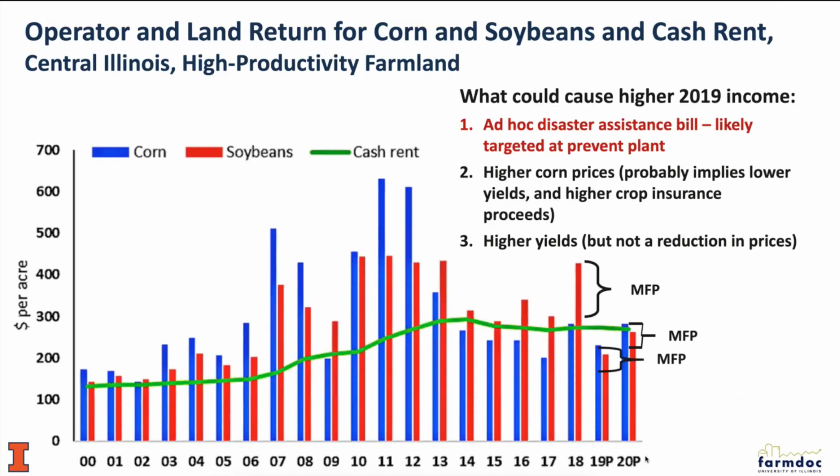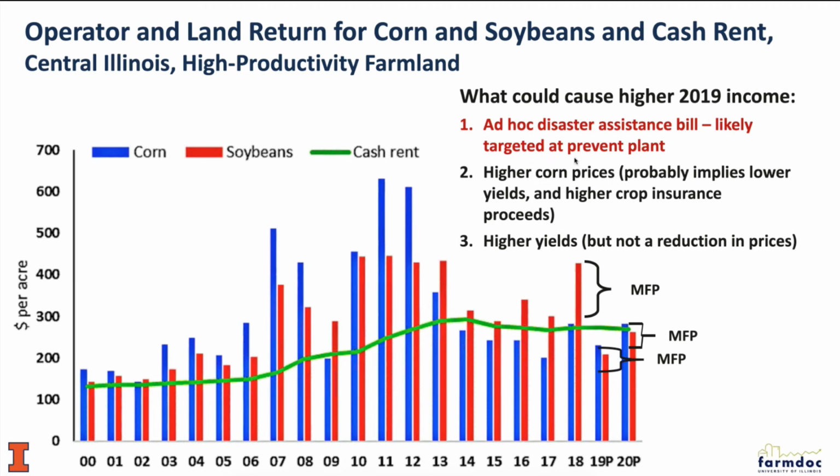In any case, here's what this looks like, and we're just giving you a historical feel. The blue line is operator and land returns for corn, soybeans. We come down here, 2018, we were above it. 2019, we're well below it, and that is even with our MFP payments here, and then going into 2020. And 2019 looks worse than any year. Maybe you get close to 2015, but right now we're looking at 2019 being a worse income year in Central Illinois.